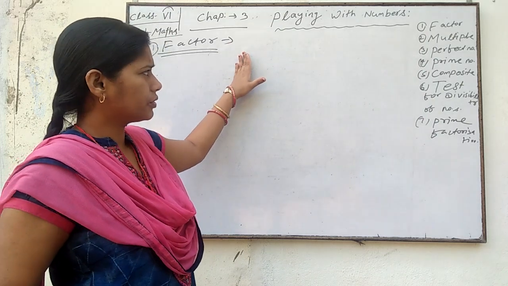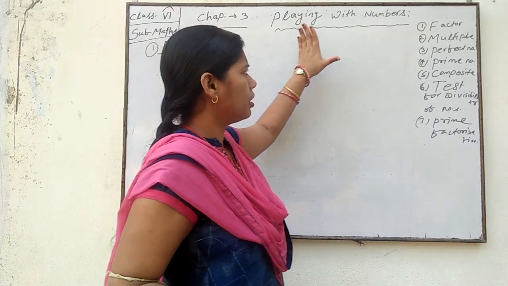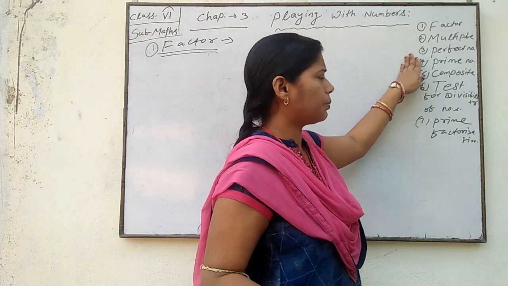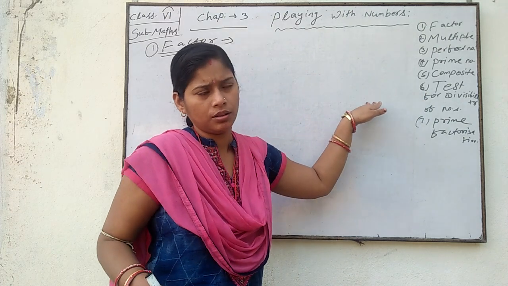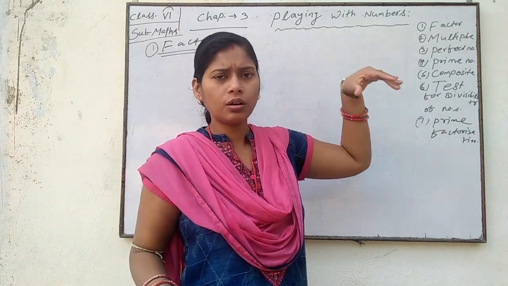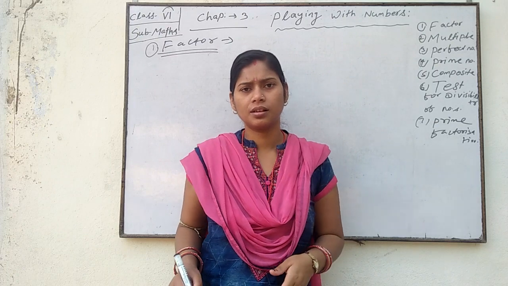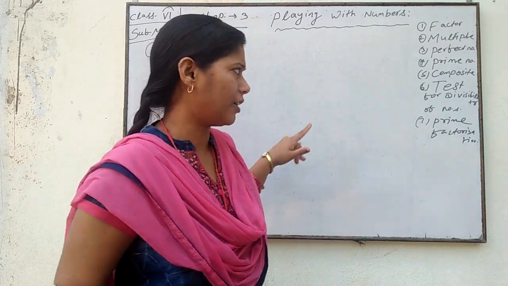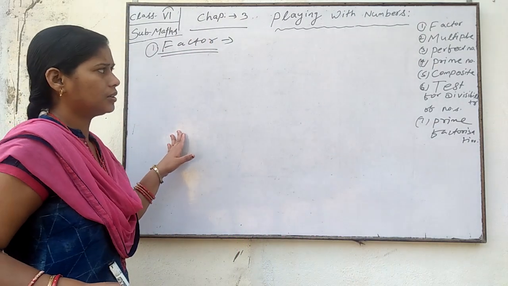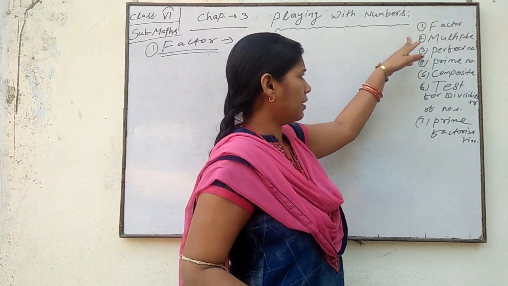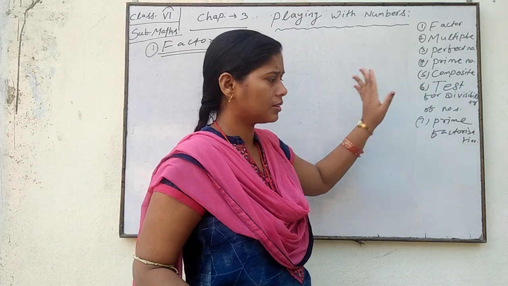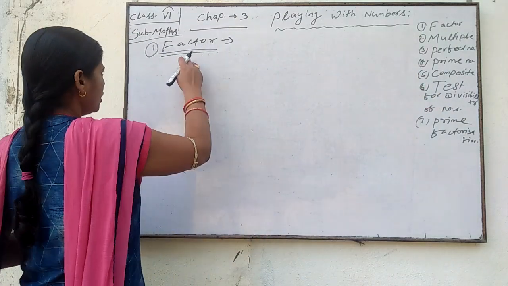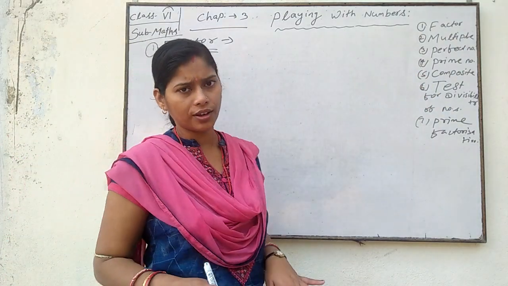I think you have learnt about factors, multiples, perfect numbers, prime, composite, odd and even. These are all from your previous class, class 5. So once again, we will discuss in detail factors, multiples and all these points. The first point is factor.